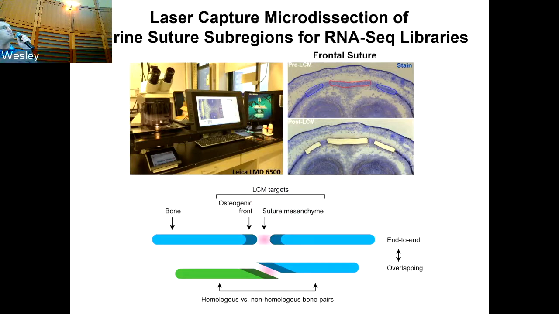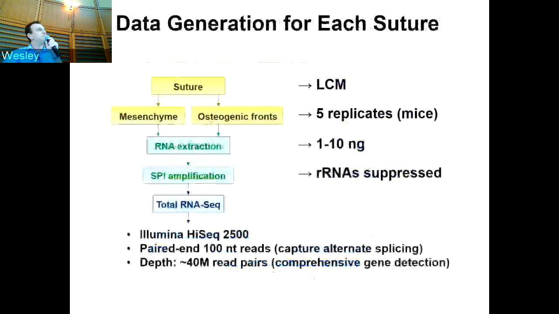So if the bones are homologous, you end up with two different RNA-seq datasets per suture. And if the bones are non-homologous, we have three RNA-seq datasets. This is the basic flow of what we do. After microdissection, we have the five replicates.